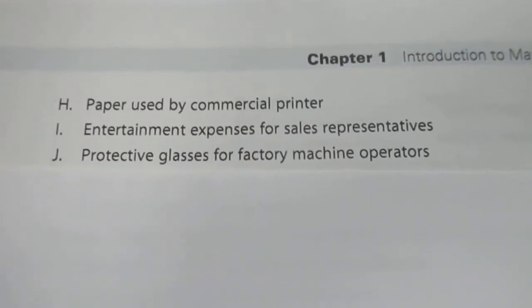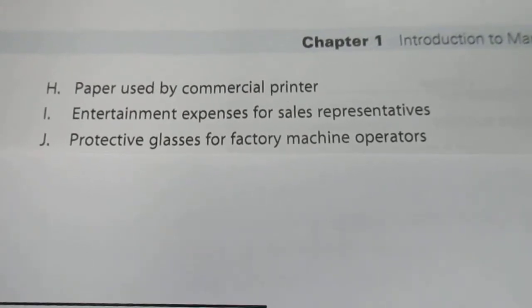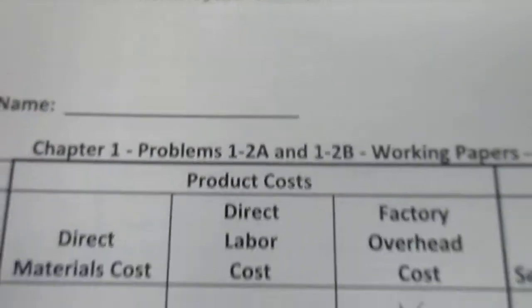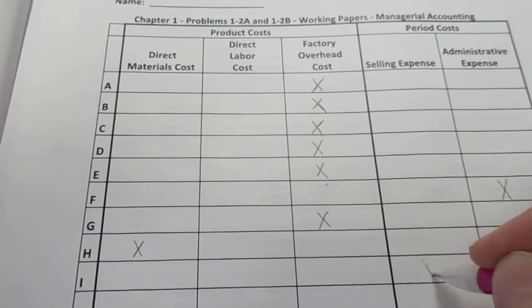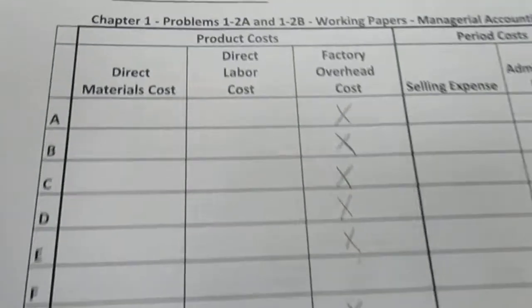Okay, letter I, entertainment expenses for sales representatives. There's the word sales in letter I, so using our context clues, we know letter I is going to have to be a selling expense because it has the word sales in it. It's talking about things for the sales team.